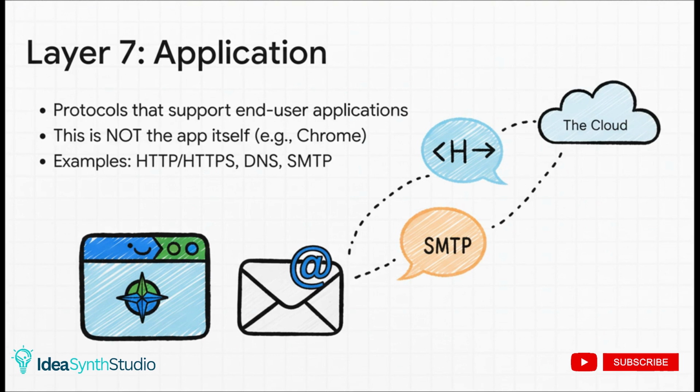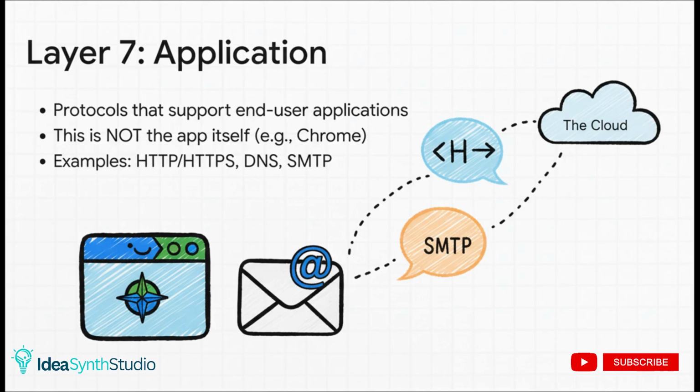And finally, we've reached the top, layer 7, the application layer. Now, here's a super important distinction. This is not the application itself. It's not Chrome or your email client. Instead, it's the protocol that the application uses to talk to the network.